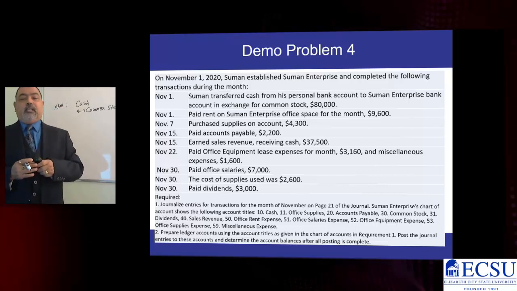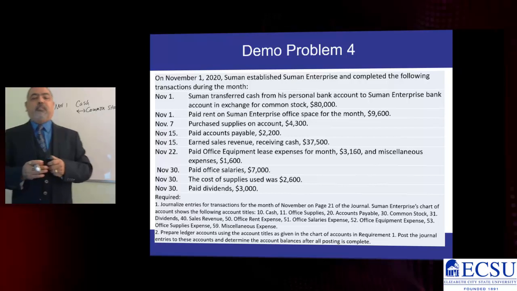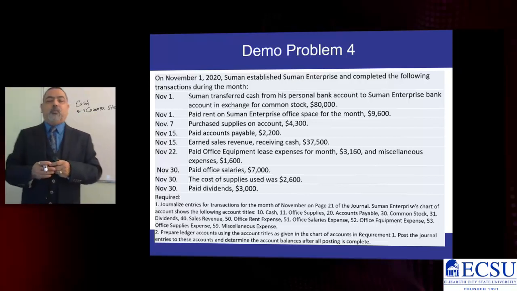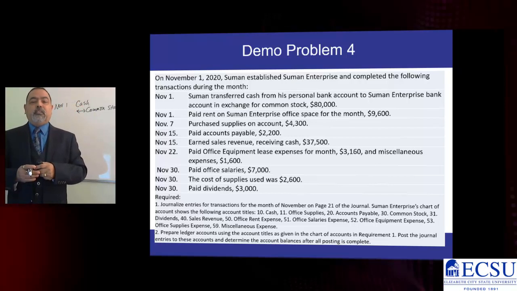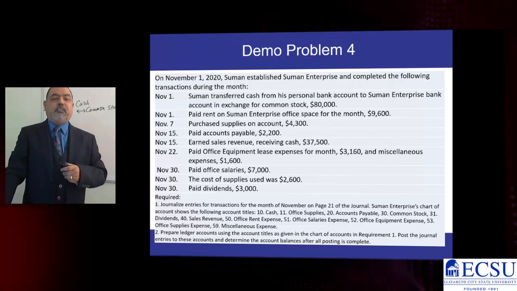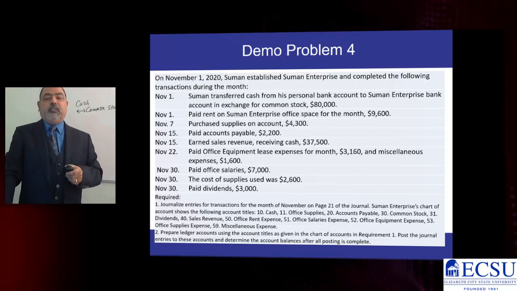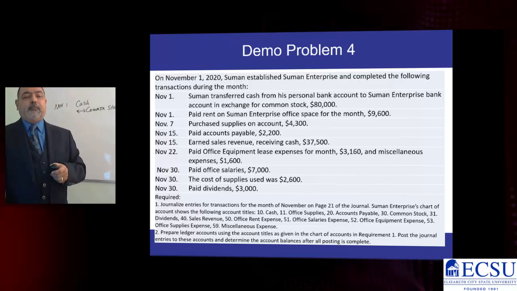And Suman Enterprise's chart of accounts shows the following account titles: cash is 10, office supplies 11, accounts payable is 20, common stock is 30, dividends 31, 40 is sales revenue, 50 is office rent expense, 51 is office salary expense, 52 is office equipment expense, and 53 is office supplies expense, and then 59 is miscellaneous expense.